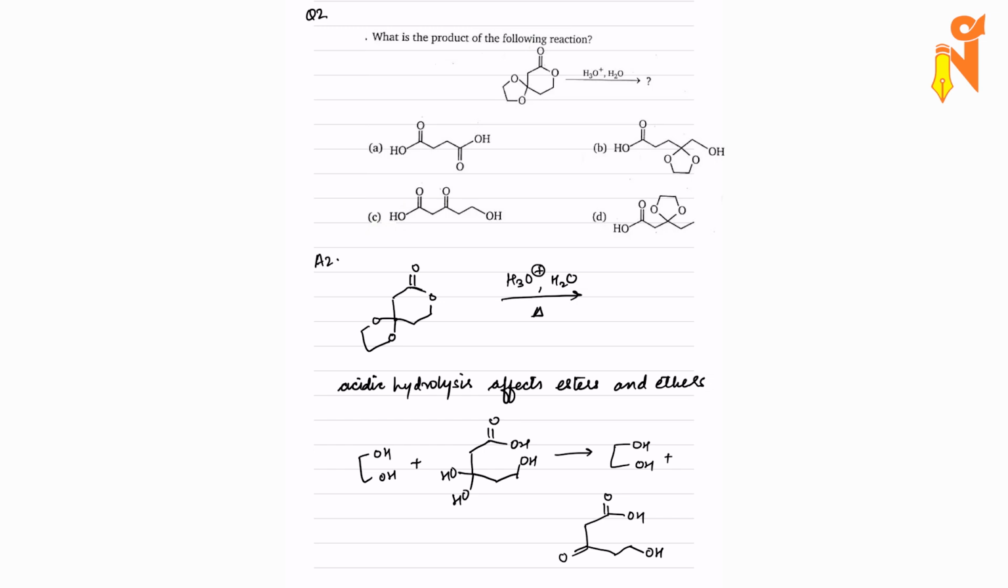Now come to question number 2. In question number 2, what is the product of the following reaction? So in the following reaction, we have to find out the product. Now understand what is the compound, what is the reaction. This is the compound given and we have to do the hydrolysis in the acidic medium. Okay, hydrolysis in the acidic medium is required. So we are doing the hydrolysis of an ester and hydrolysis of an ether. I think heat is not given. I have written heat by mistake.